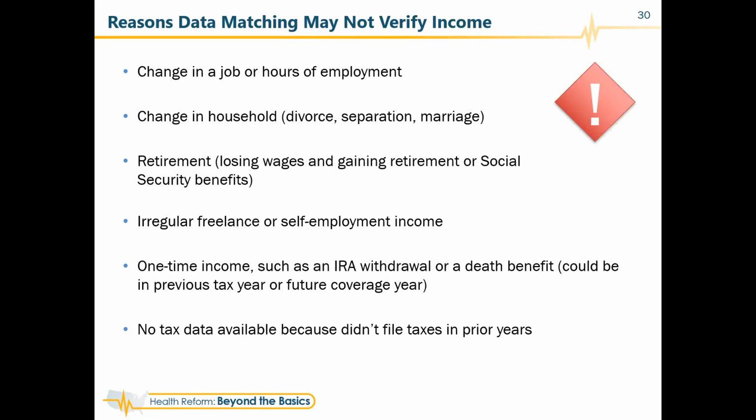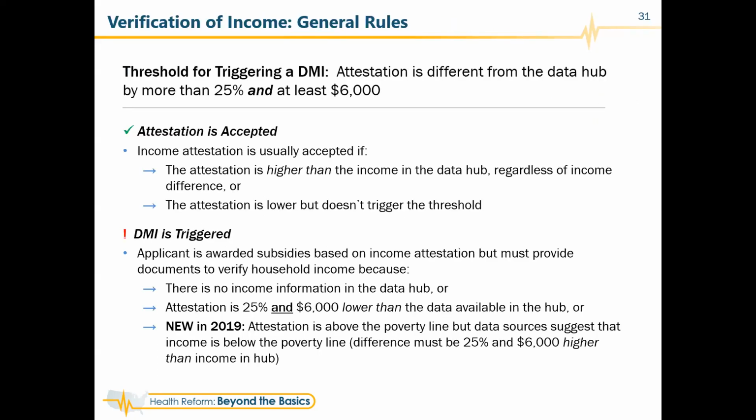Also, the data matching may not verify the attested income if there's no tax data available because you haven't filed in prior years. So again, think about someone who was in a household of their parents, and now they're filing taxes on their own. They haven't been a tax filer before, so the data hub won't have income. The threshold for triggering a DMI is when the attestation is different from the data hub by more than 25% and at least $6,000. The attestation is going to be accepted if the attestation is higher than the income in the data hub, regardless of the income difference, or the attestation is lower but doesn't trigger the threshold.